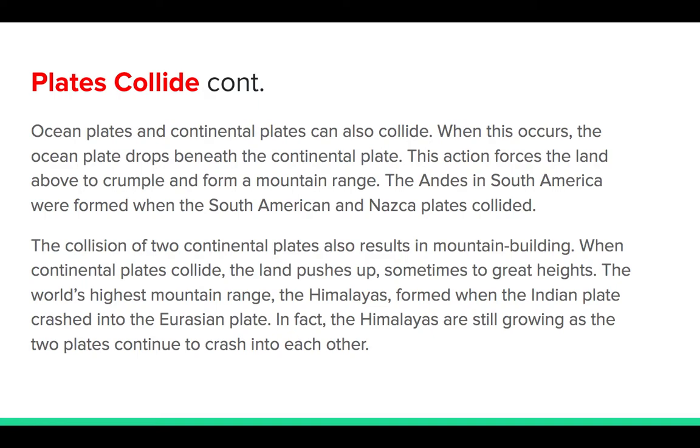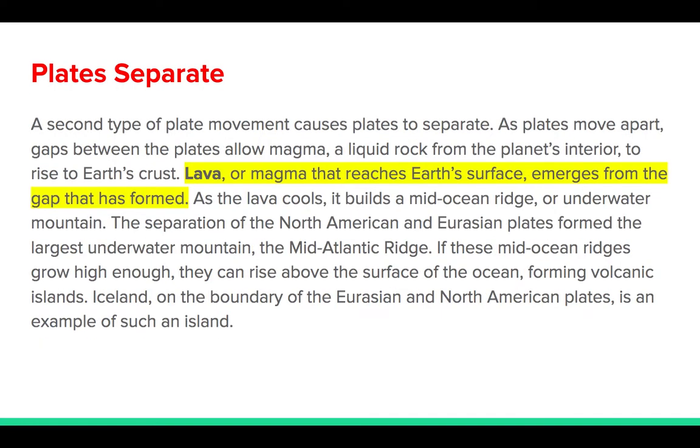The collision of two continental plates also results in mountain building. When continental plates collide, the land pushes up, sometimes to great heights. The world's highest mountain range, the Himalayas, formed when the Indian plate crashed into the Eurasian plate. In fact, the Himalayas are still growing as the two plates continue to crash into each other.